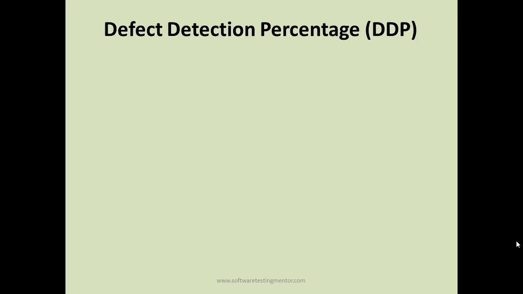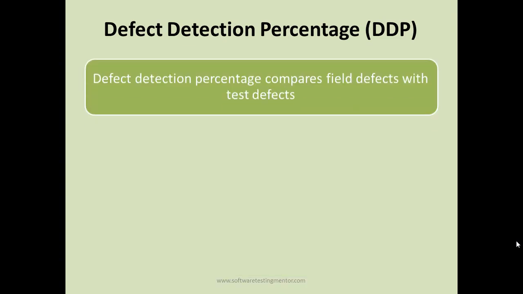Now let's understand what defect detection percentage, DDP, is. Defect detection percentage compares field defects with test defects. So what are field defects? Field defects are the defects which arise after the software is in the production environment, after it is deployed in the field.